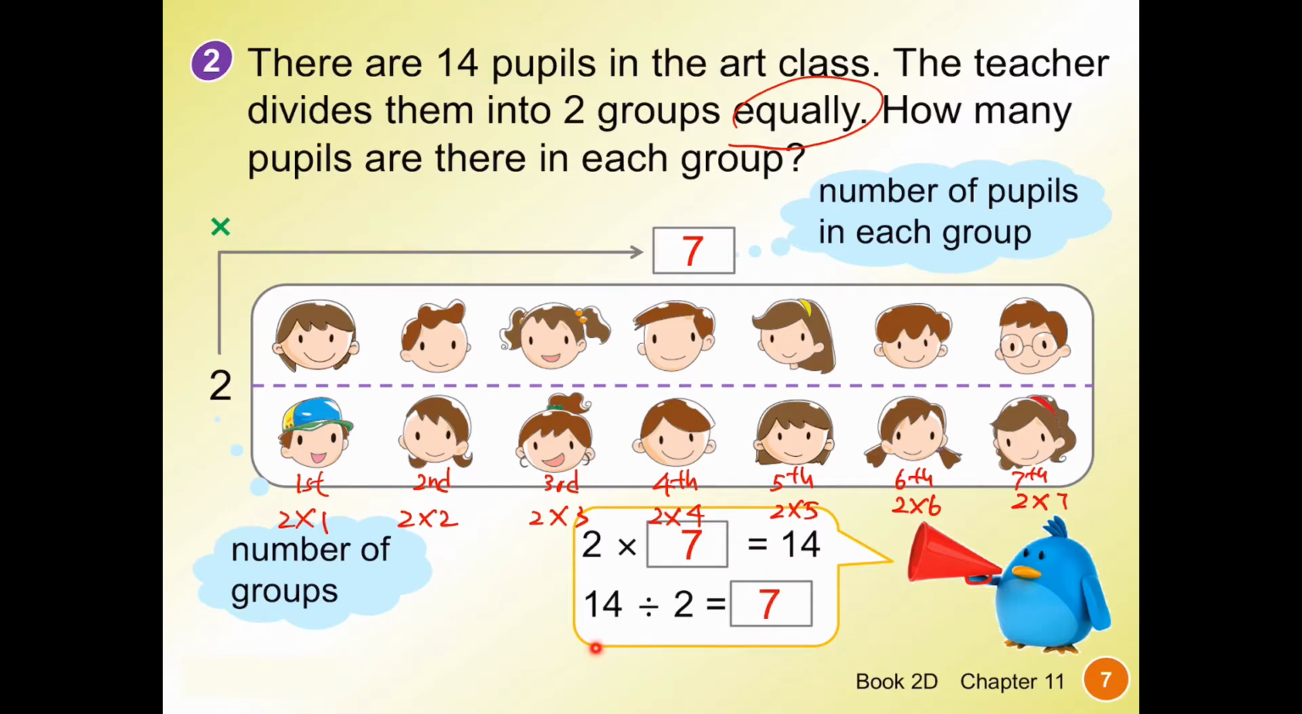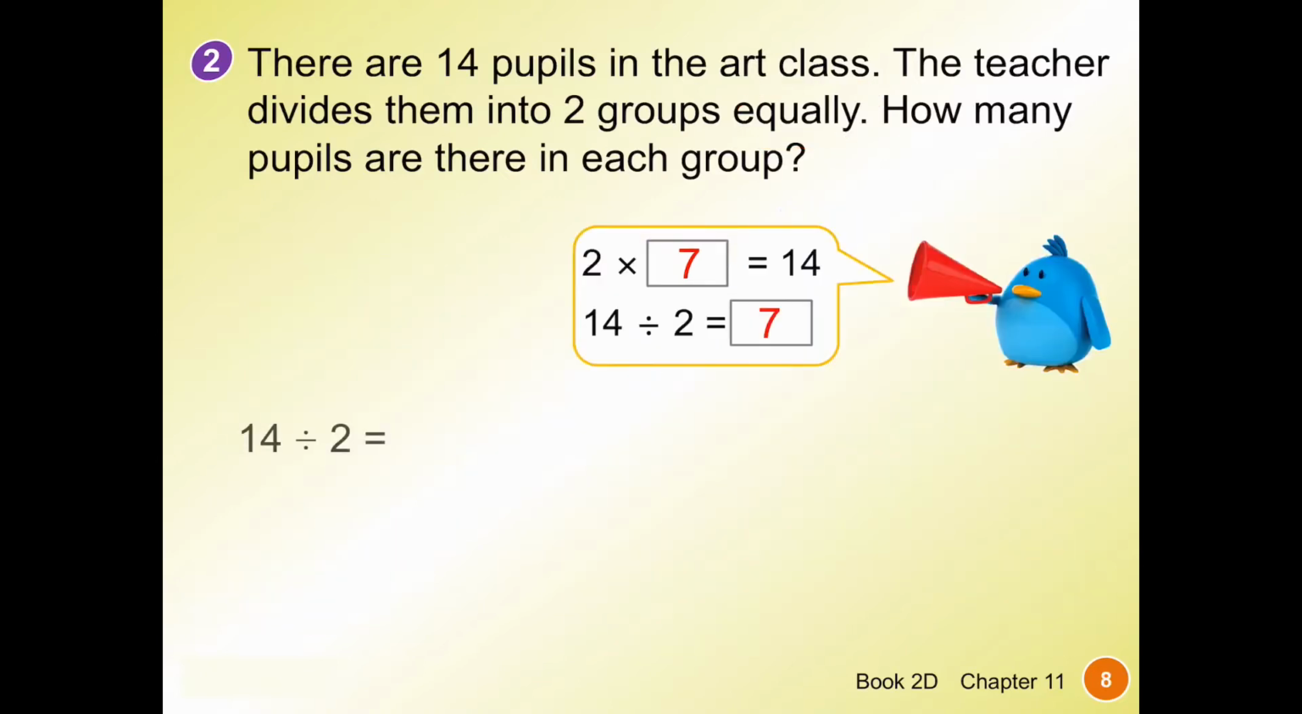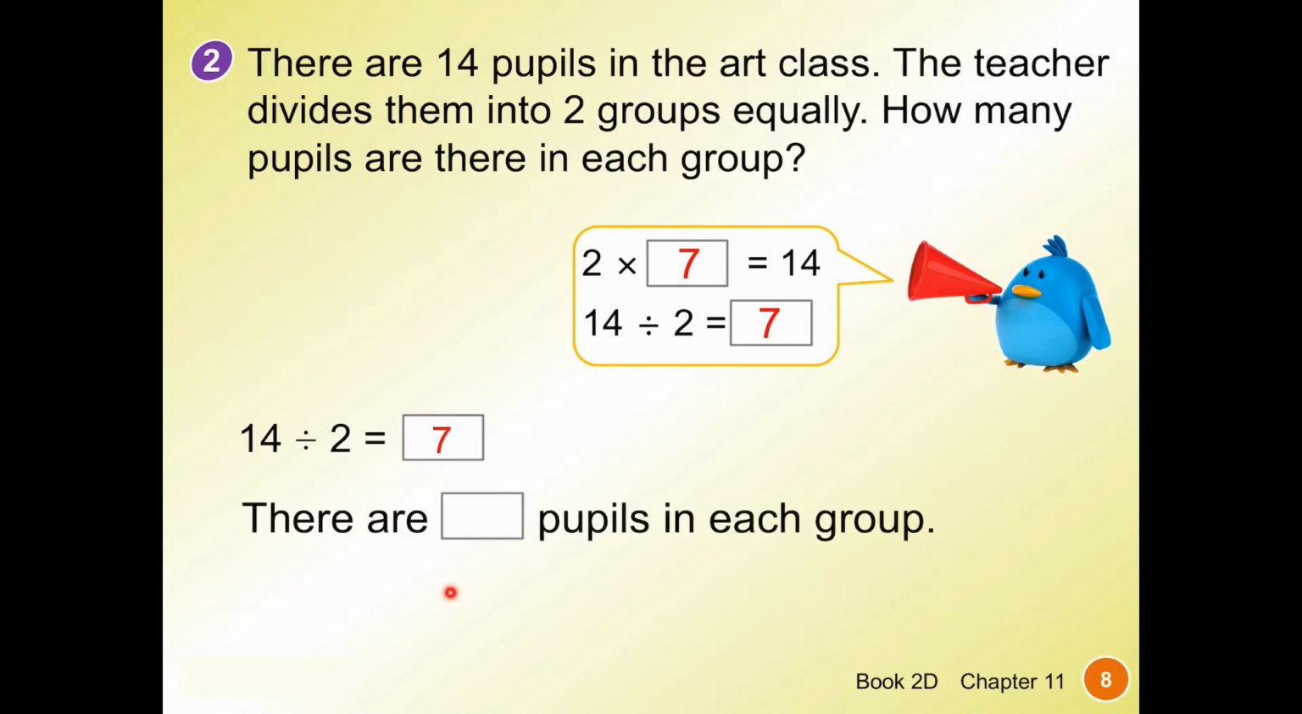When we put them in the division format, the total number of pupils goes here. And this is the number of groups. And our answer would be the number of pupils in each group. That's what we want to find out. So 14 divided by 2 equals 7. And there are 7 pupils in each group.